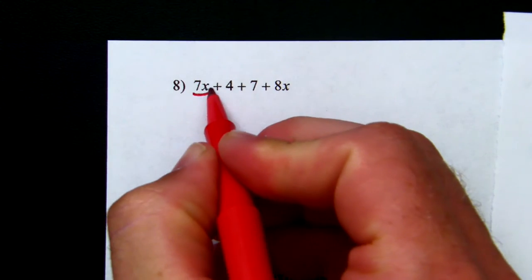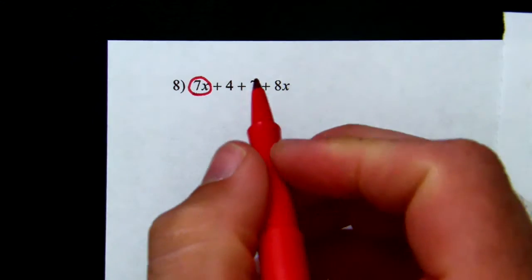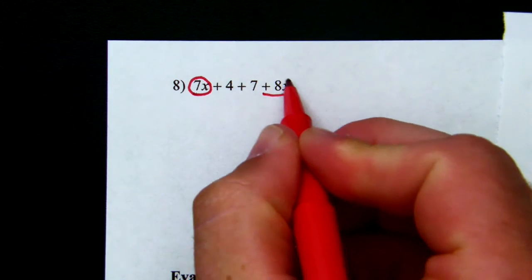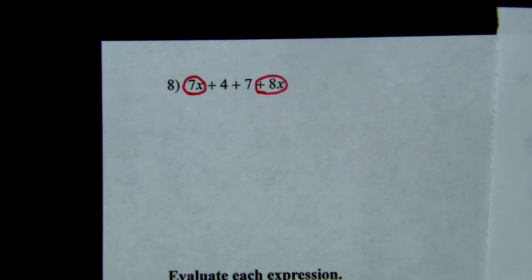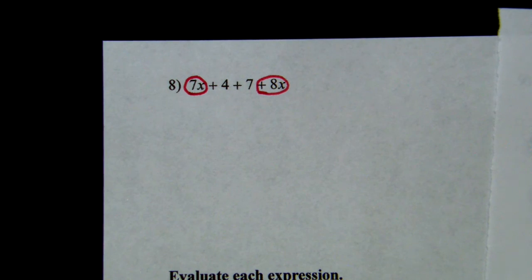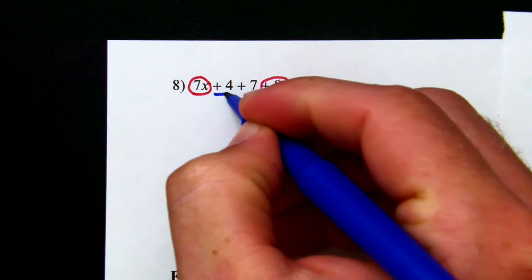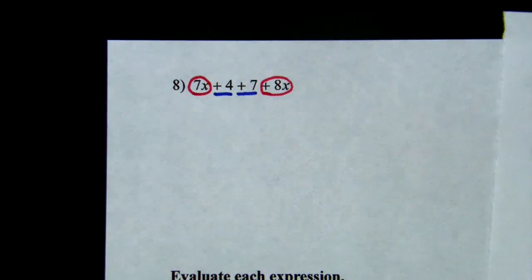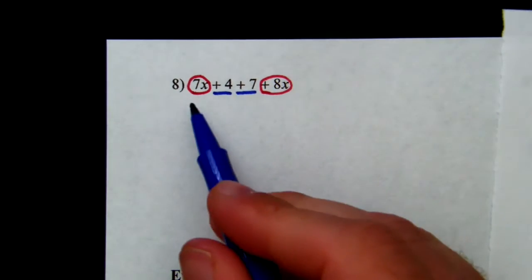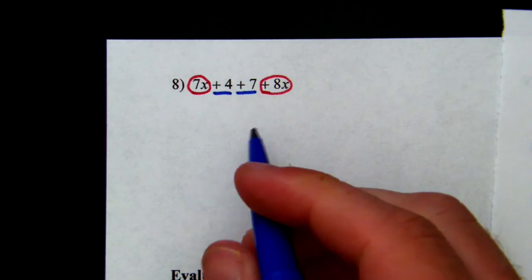So what I like to do is circle the terms with the variable, with the sign out front. So I'm going to circle the plus 8x and the 7x because they both have an x. Now, if you have a different color, you can circle the other terms, but I also like to underline if I don't have a different color. So we circle the terms with a variable, we underline the terms that don't have a variable.